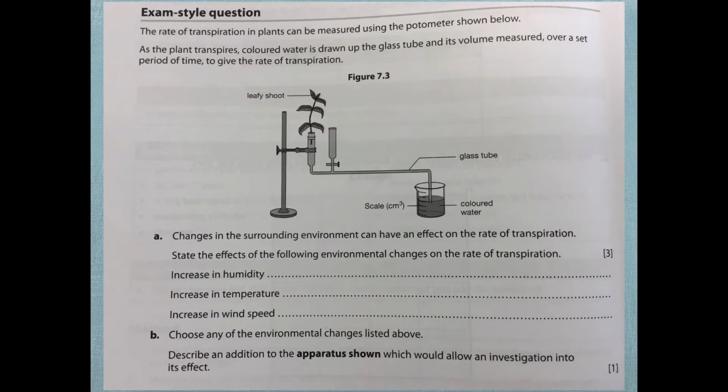Okay, so this looks at an exam question. Part A, it says changing the surrounding environment can have an effect on the rate of transpiration. And there's your 3 variables that you've been told to learn. State the effect. Now that means what's going to happen to the rate. So you're either saying the rate's increasing or decreasing. So pause now, have a chance to write these 3 answers down and press play when you want the answer.